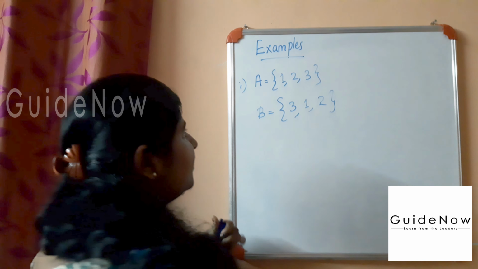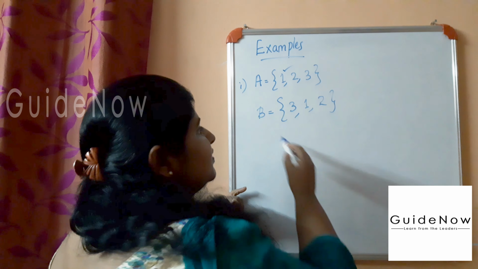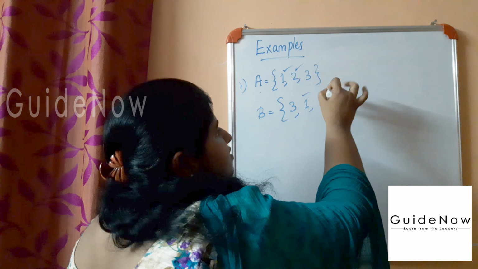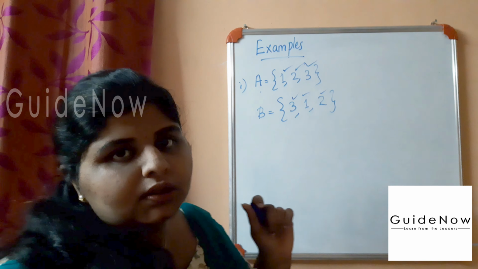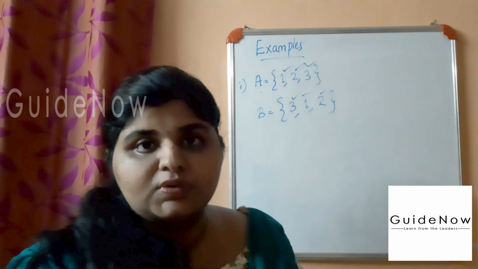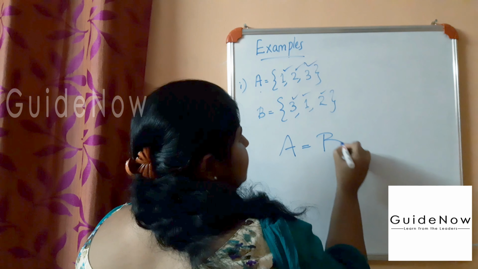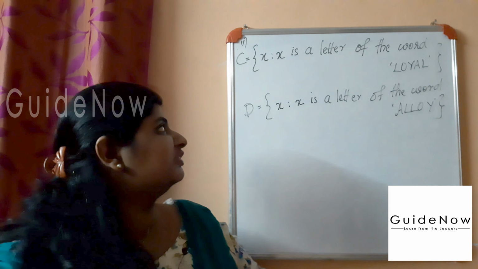Here set A has 1, and B also has 1. Set A has 2, here also 2 is there. Here 3 is there, and 3 is there. That means inside both sets all elements are the same, so these two sets are equal. That means A is equal to B. Next question.